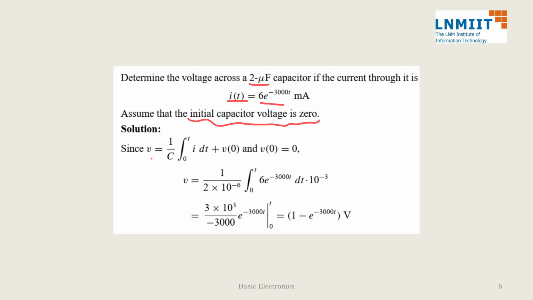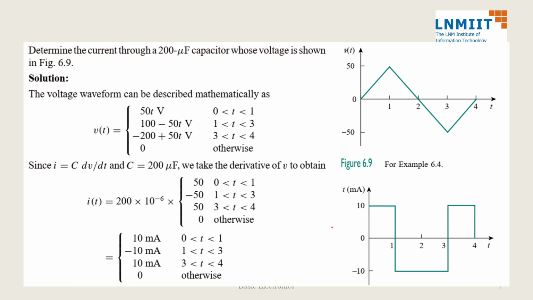The formula of voltage was 1 by C integration I dt plus V0, where V0 is already 0. We just integrate this I dt, which is this equation, from 0 to t, and we got this as our voltage equation. Now this is another example, which is graphical in a way, where the voltage across a capacitor is given and we are asked to find the current across the same capacitor.